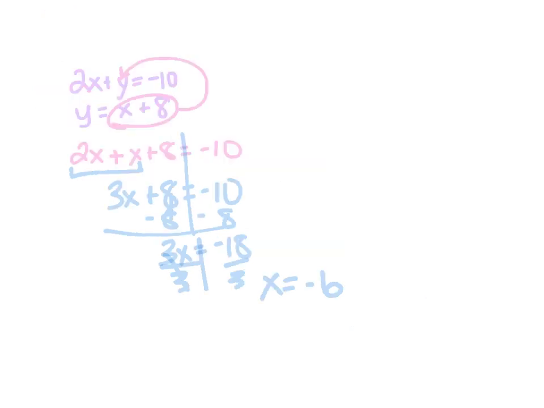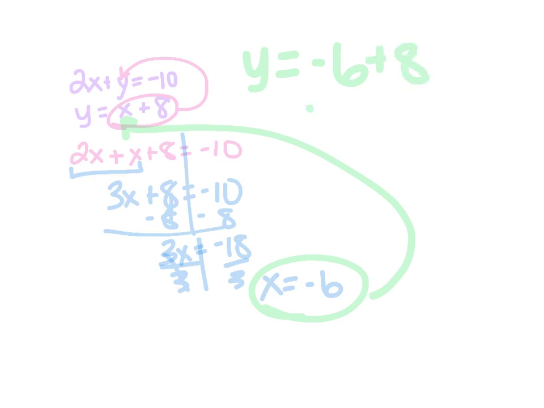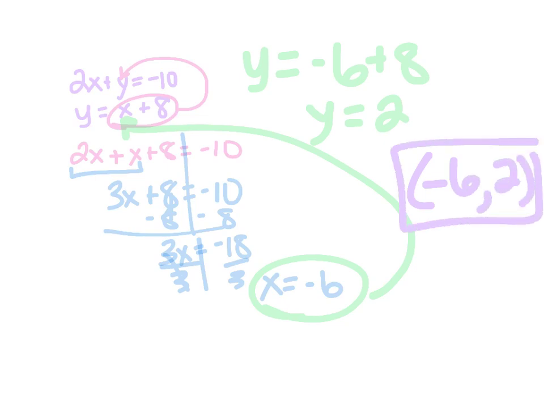Since we know x is negative 6, we are going to take that and plug it back in for our x to find our y. So we know y equals x plus 8, so we're going to substitute that with negative 6 plus 8. So now y is equal to positive 2. So our final answer we're going to write as an ordered pair is negative 6, comma 2. It's always a great idea to go back and check to make sure that this works out.